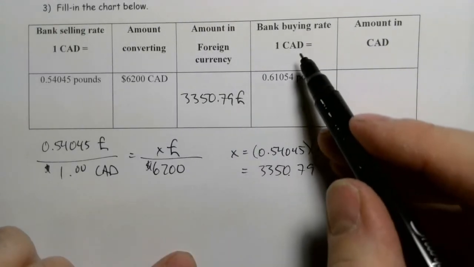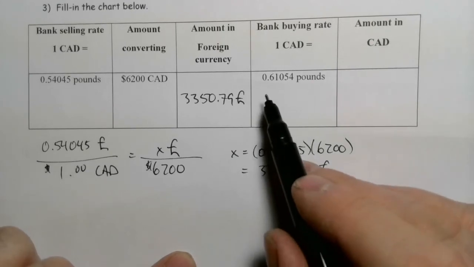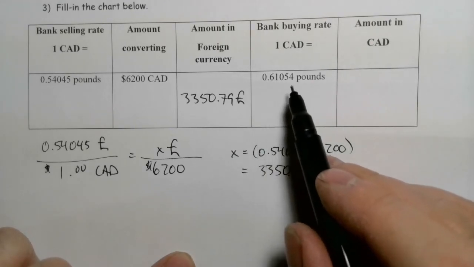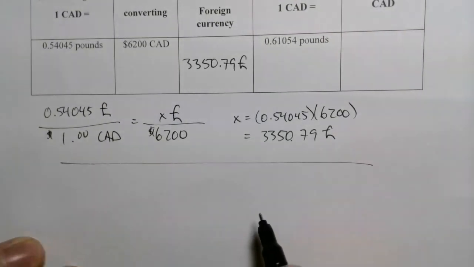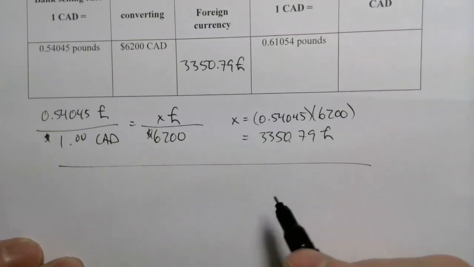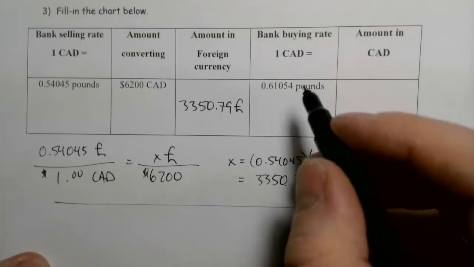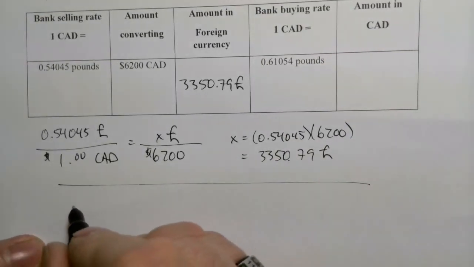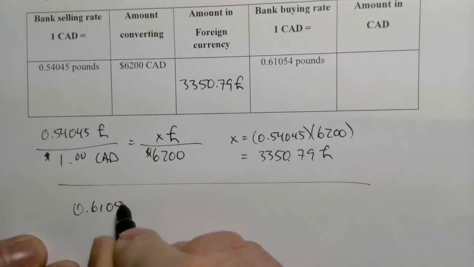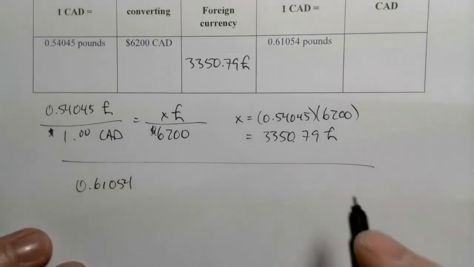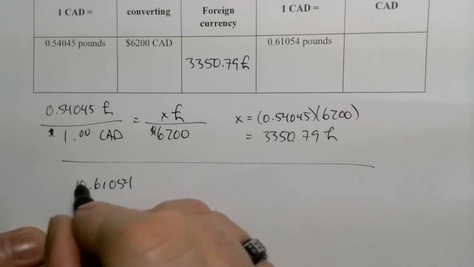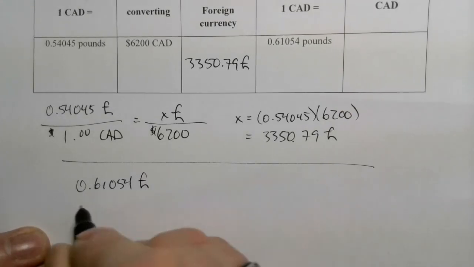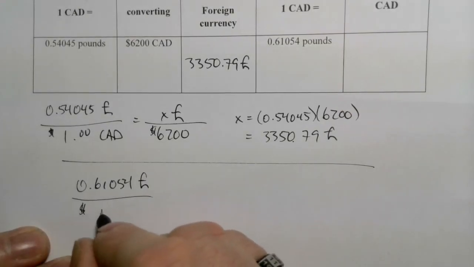Bank buying rate, 1 Canadian dollar equals 0.61054 pounds. Okay, so we're doing the same thing here. So here's how many pounds we've got. So our conversion factor, though, is going to be 0.61054. So notice that it now takes a bit more of a pound to grab that Canadian dollar. And that's $1 Canadian.